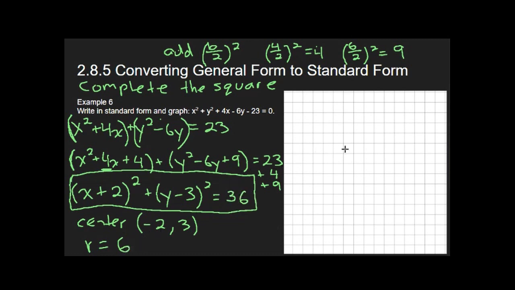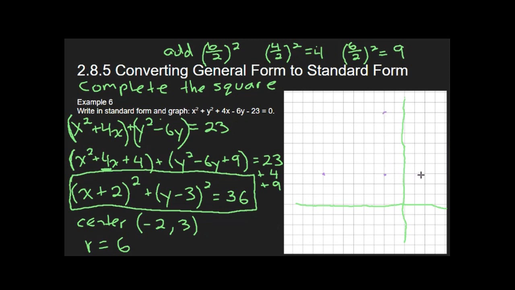So let's go ahead and plot that. We're going to go, let's go here. Ooh, I'm not very good at drawing these axes here. Hopefully with time I'll get better. Okay, so our center is going to be at -2, 3, and then I'm going to go 6 in each direction. 1, 2, 3, 4, 5, 6. 1, 2, 3, 4, 5, 6.